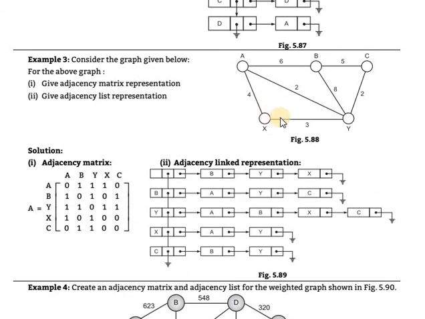This is the shortcut. For Y, whichever edges are created, B, C, A, X, write 1, and the remaining are 0. Also X: A and Y, write 1, remaining 0. C: B and Y, write 1, otherwise the remaining are 0.